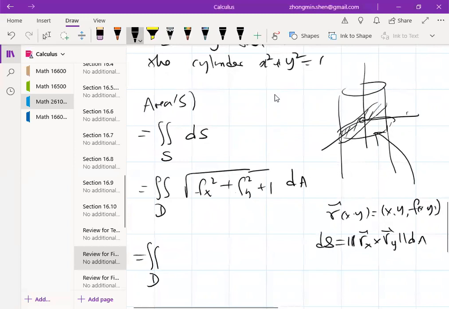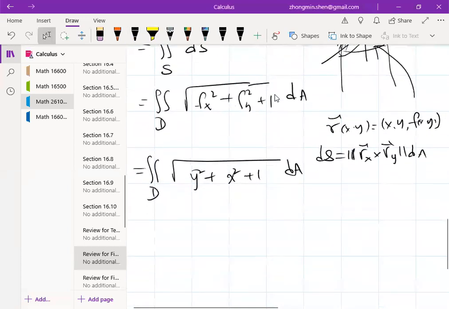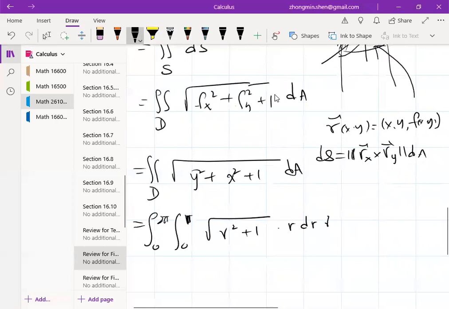So the next step is just to evaluate the square root of the function. The partial derivative of f with respect to x is going to be y, and that is going to be x squared plus 1 dx. So how do you evaluate this integral? That's polar coordinates. So here is going to be r squared plus 1, this on the d theta.